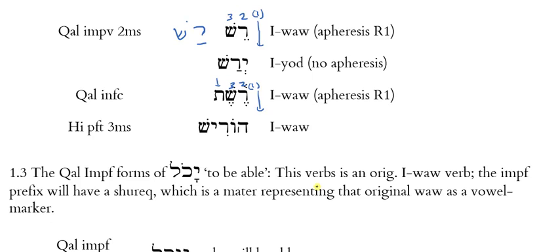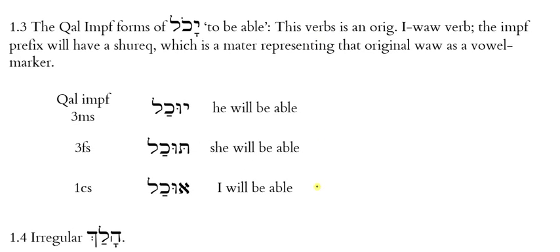Now, on the next part of the handout, we have the verb yachol. Remember, yachol is a stative verb in the Cal that means to be able. And we need to talk about the Cal imperfect of this verb. Notice it has a yod here in root 1 position. So that means it could be a truly one-yod verb originally, or that yod could be the result of a root 1 vav that has switched the vav to a yod. Well, which is it here?